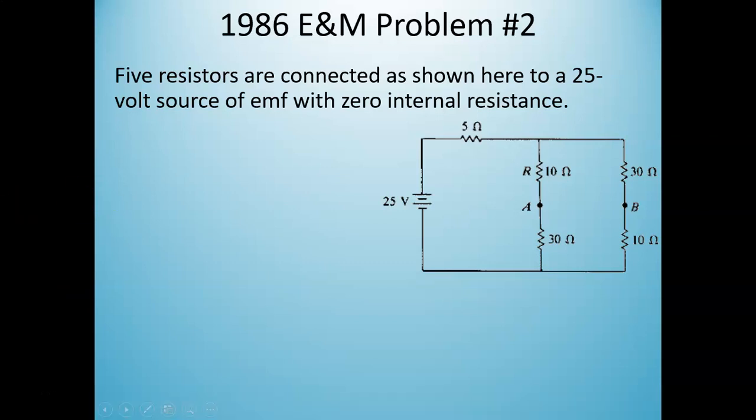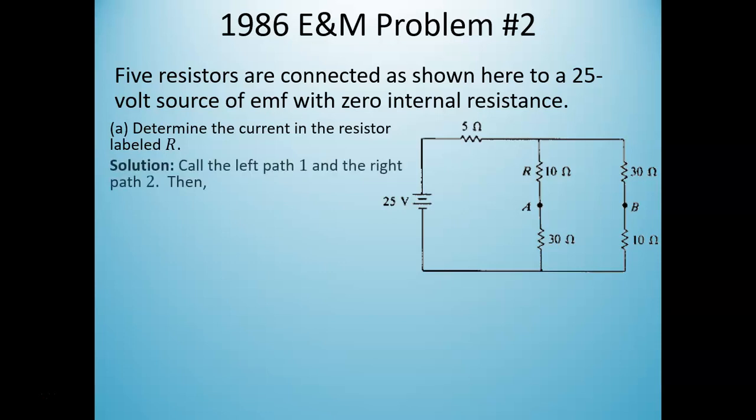So here I'm going to go over problem number 2 from the 1986 AP Physics C Electricity and Magnetism AP exam. So this is an interesting problem. At the beginning you start off with just resistors, and then they end up shoving an inductor in there later in the problem. So starting off, we have 5 resistors connected as shown here, and part A is to determine the current in the resistor labeled R at this point.